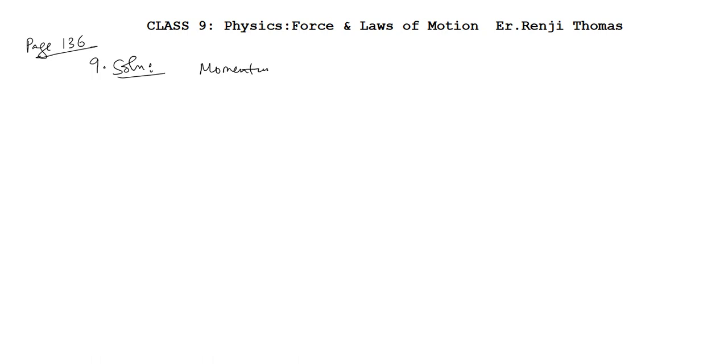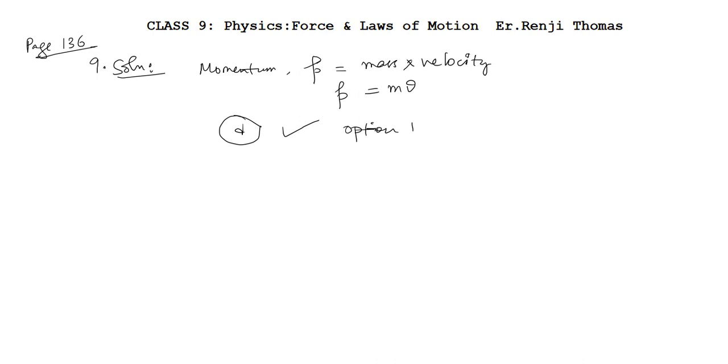Momentum is a physical quantity in physics. Its symbol is denoted by p, and it's basically the product of mass and velocity of an object. So mass into velocity gives us the momentum of an object. So which option is correct? If you look at the textbook, option number D is correct. So kindly tick option number D. Okay, option D is the right answer. So that part is done.